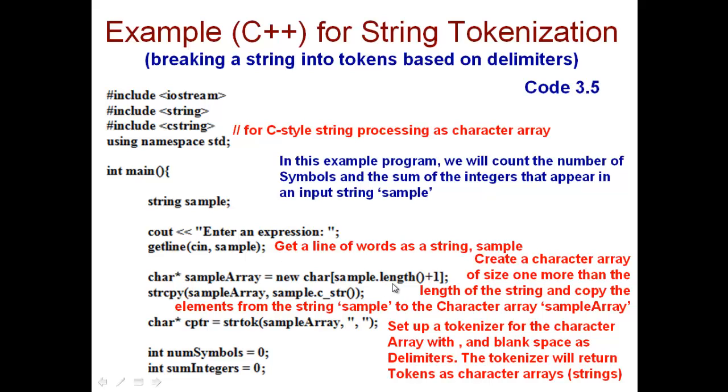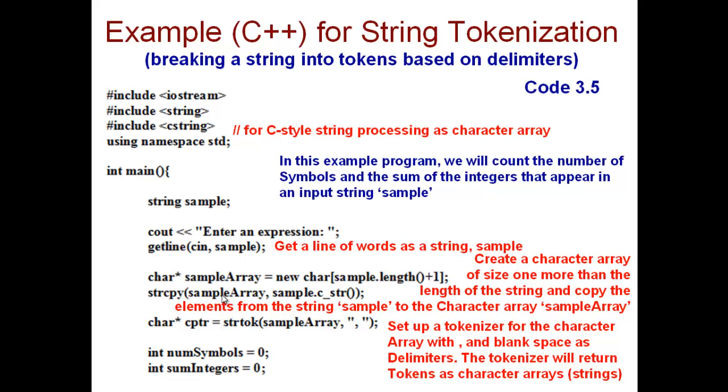So this length function, a built-in function of the string class, will return the length of the string, plus 1. So the character array is going to have space for that many character symbols, and you're assigning the base address of the array to this pointer called sample array. And then you call this function strcpy, a string copy, to copy the contents of the string which is in sample. So sample dot c underscore str is going to return the contents of the string as an array of characters, and you're copying that to the sample array. So that's the first step.